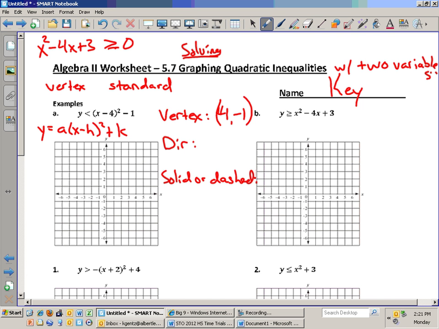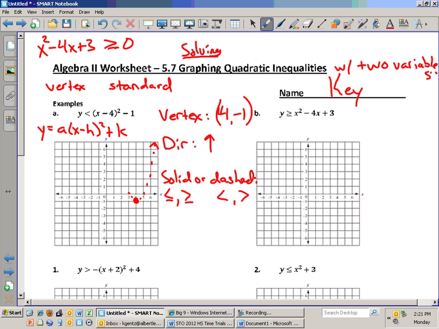So we have 4, negative 1. So I'm going to plot that over 4 and down 1. Now I decide, does it go up or down? How do you know? Because there's no negative in front. So the direction is up. And before I draw it, I'm going to decide if it's going to be a solid graph or a dashed graph. Solid would be like this. Dashed would be like this. So which is it? It's dashed.